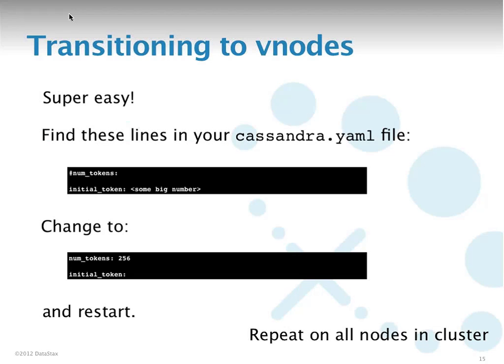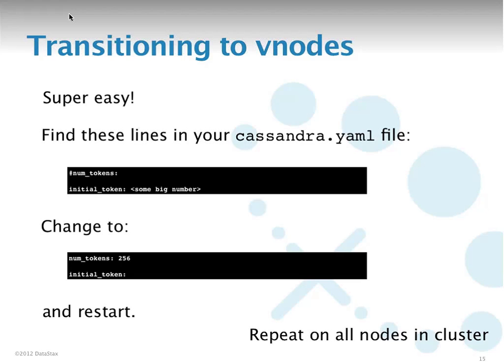So to change it to a virtual node cluster, you go into the YAML file, and you see there's two lines, num tokens and initial token. The initial token is probably going to have your token for that big old fat huge number that you had to assign to it when you initially created the cluster. Well, now you just eliminate that. So you take that out, and then you uncomment the num tokens line and you put in a number. The number is going to be in there by default at 256.